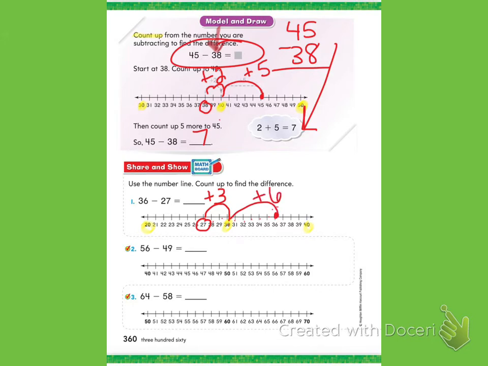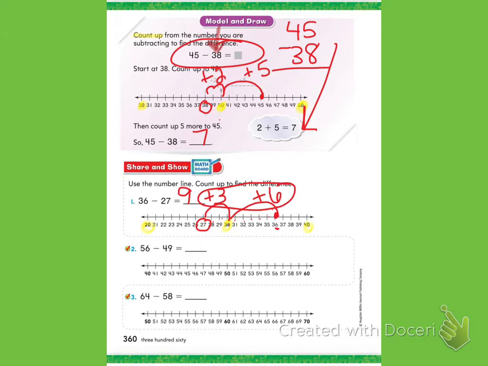You'll also remember if it's at 30 and you're going to 36, I'm just adding on 6 ones. So when I add 3 plus 6, I get 9. So 36 minus 27 has a difference of 9. Okay? All right, let's look at number 2.